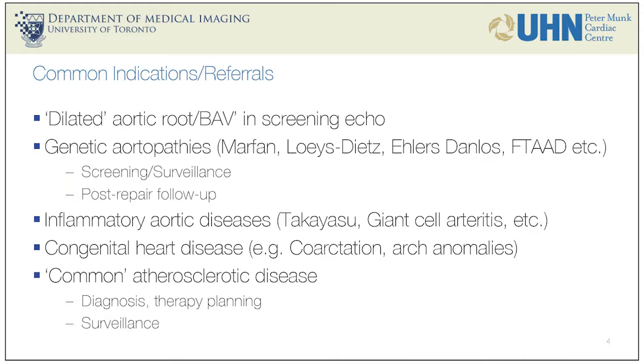Then we have inflammatory diseases like Takayasu's, giant cell arteritis, congenital heart disease in terms of arches, vascular rings, and which is potentially the largest group, not necessarily at our center, is the common atherosclerotic disease in terms of aneurysm, dissections and different aspects. But the questions that are most often coming up are essentially three different aspects. Is there an aneurysm, is there a dissection, or is there any stenosis? When you think about coarctation, we're focusing on the stenosis specifically.